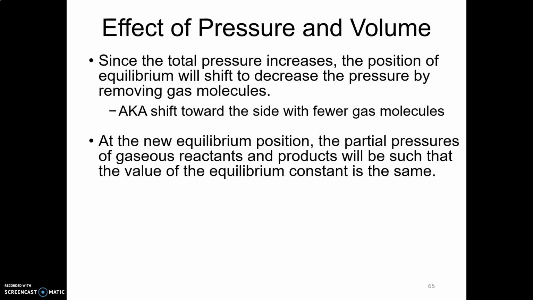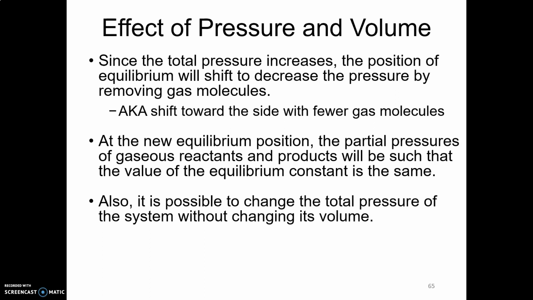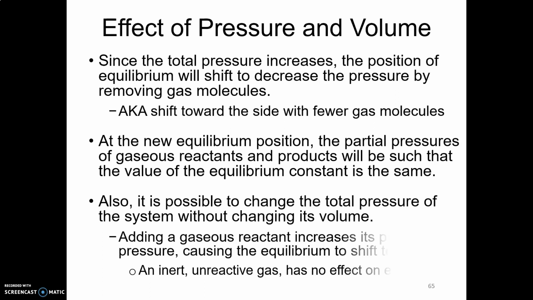And what an inert gas is, it's an unreactive gas. And you have a whole column in the periodic table of unreactive gases. What do we call that column? The noble gases, right? So the noble gases are inert, unreactive gases. You can add helium, it's not going to affect the equilibrium. You can add argon, it's not going to affect the equilibrium, right? Because those are noble gases, they're inert, they have no effect whatsoever on the equilibrium.